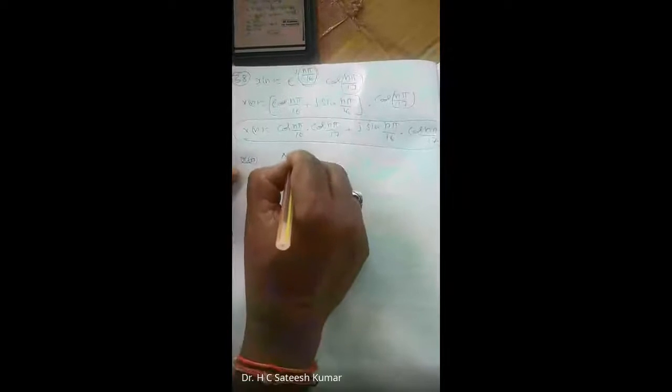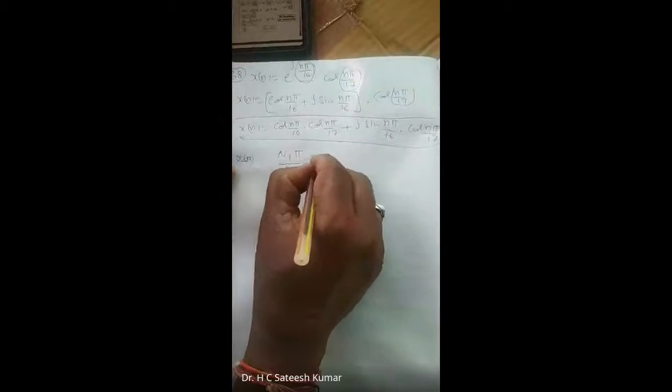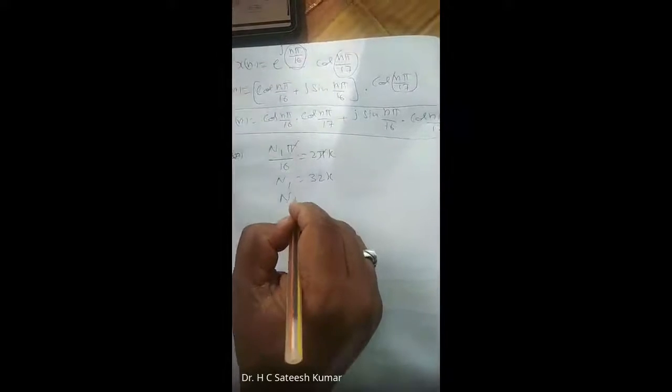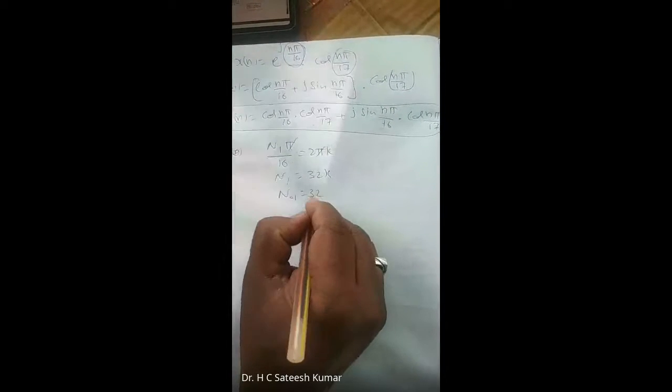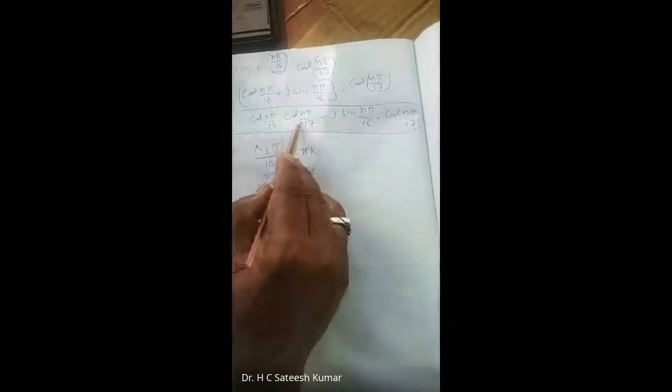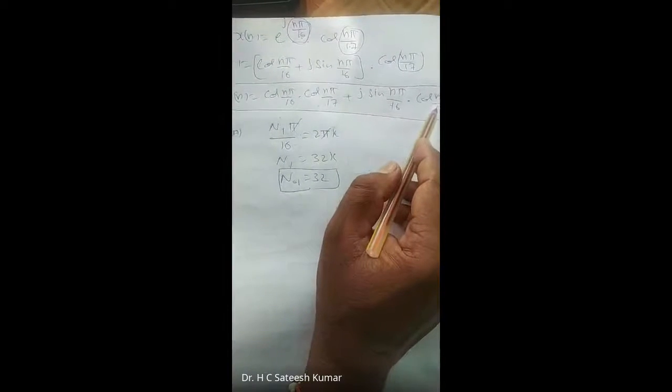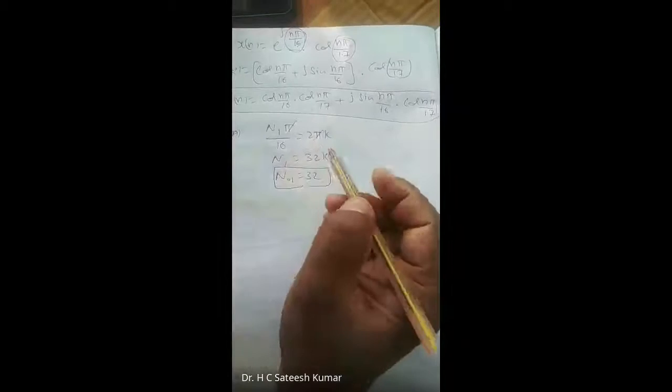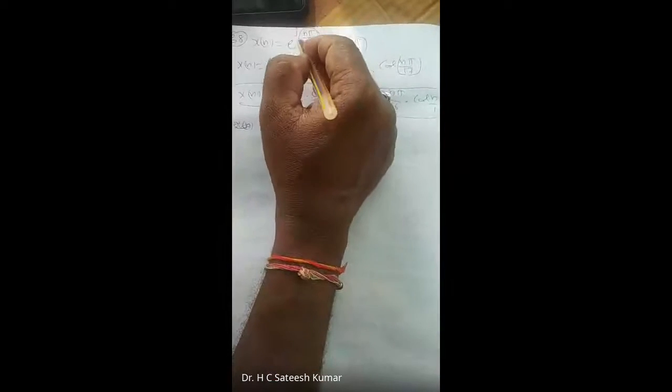Here with this one, you will get 1 period. Therefore, we can write n1 pi divided by 16 is equal to 2 pi k. No need to do all the steps. Pi gets cancelled. N1 is equal to 32k, so N01 is equal to 32. Like that, you should do it. So this is one term, this is another term. When you take the product, you will get cos A cos B, which is cos of A plus B plus cos of A minus B divided by 2, and sin A cos B, which is sin of A plus B plus sin of A minus B divided by 2. The same thing will be there.